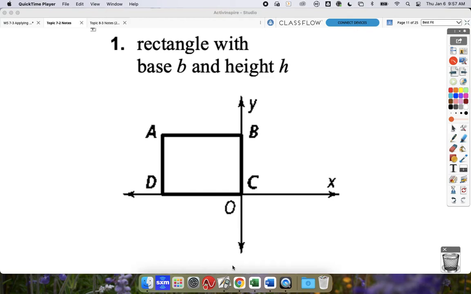Okay, so number one in your homework. Were you able to find coordinates for A, B, C, and D, knowing that you had restrictions that the base has to be B long and the height has to be H long? You were able to do it? No? Yeah. Okay, so what'd you get for point C, the origin? 0. Perfect. Because this is at the origin, it is 0, 0 away from the origin.